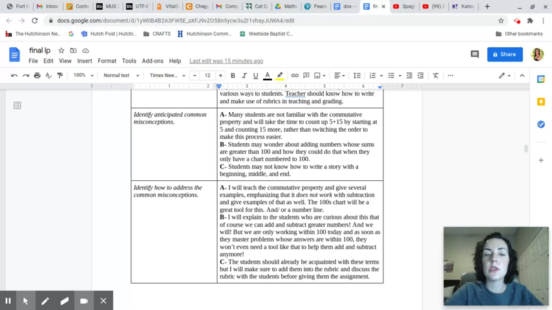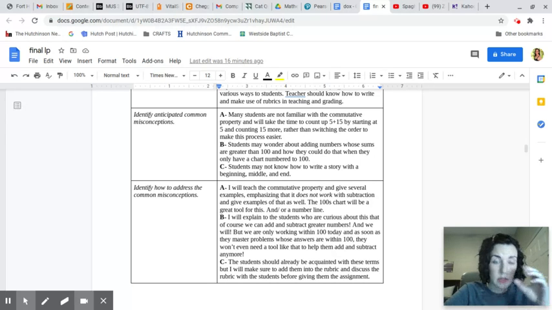Another misconception, students may wonder about adding numbers whose sums are greater than 100 and how they can do that when they only have a hundreds chart. Again, I would say that today we're just working with problems whose sums are less than 100, but as soon as you master numbers like those, it will be a lot easier for you to work with greater numbers. And I can give some examples like that as well. But just tell the students today we're just focusing on numbers that are less than 100.